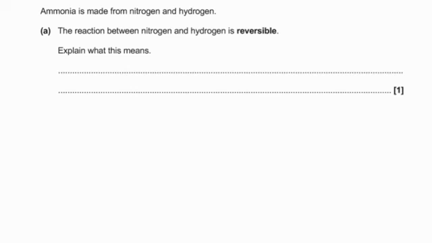Okay, so here's a typical exam question. Ammonia is made from nitrogen and hydrogen. This reaction is reversible. Explain what that means. So pause the video and try and answer this question, and then unpause when you're ready to check your answer.